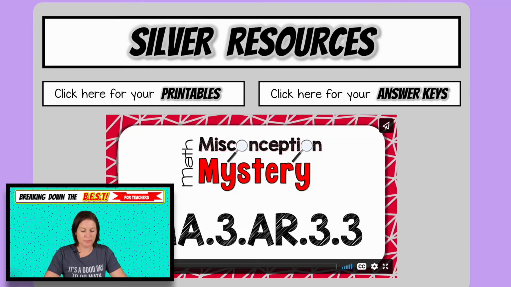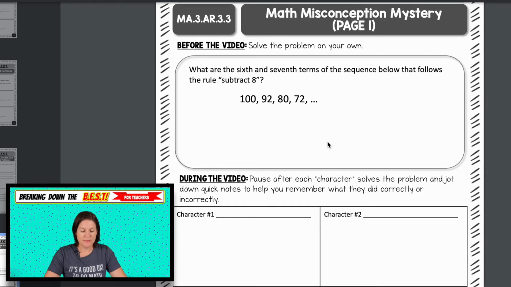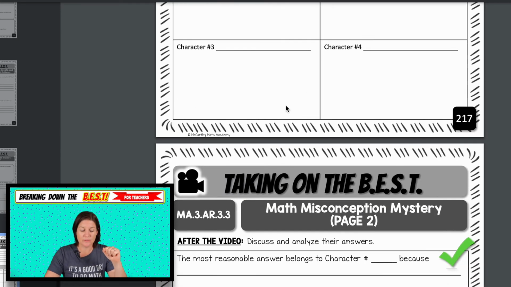So all you've got to do is click play, and then I walk you through the whole process here. First, you'll have your students solve this problem either independently or with a small group. Then they will watch as 4 characters solve that same problem. Those characters are just me dressed up in silly costumes, and 3 of those characters make a mistake. Only 1 of them is correct.